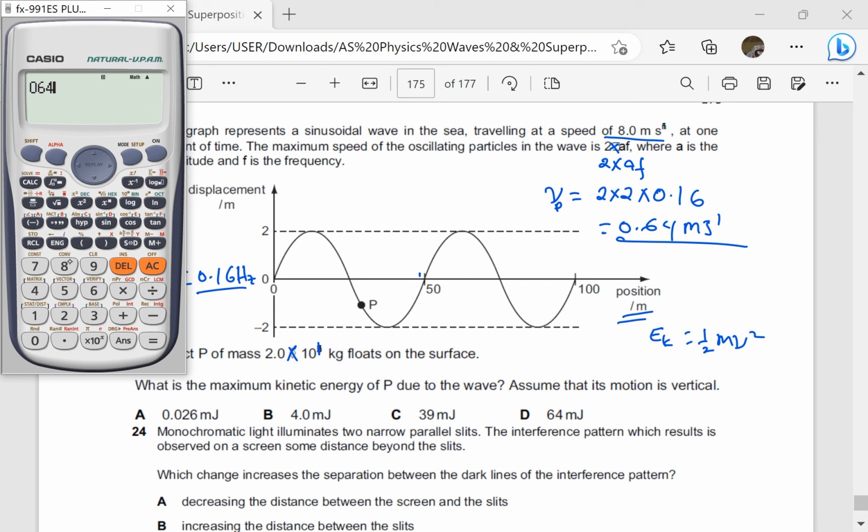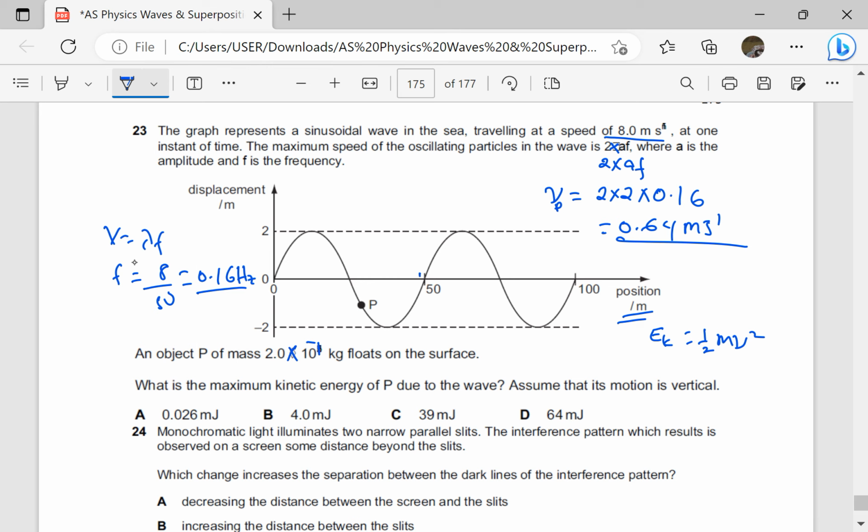So 0.64 squared times the mass, which is 2, divided by 2. 0.64 squared times 2 divided by 2, 0.4. Okay, so it must have been a negative power, maybe negative 2, negative 3. Let's try negative 3.